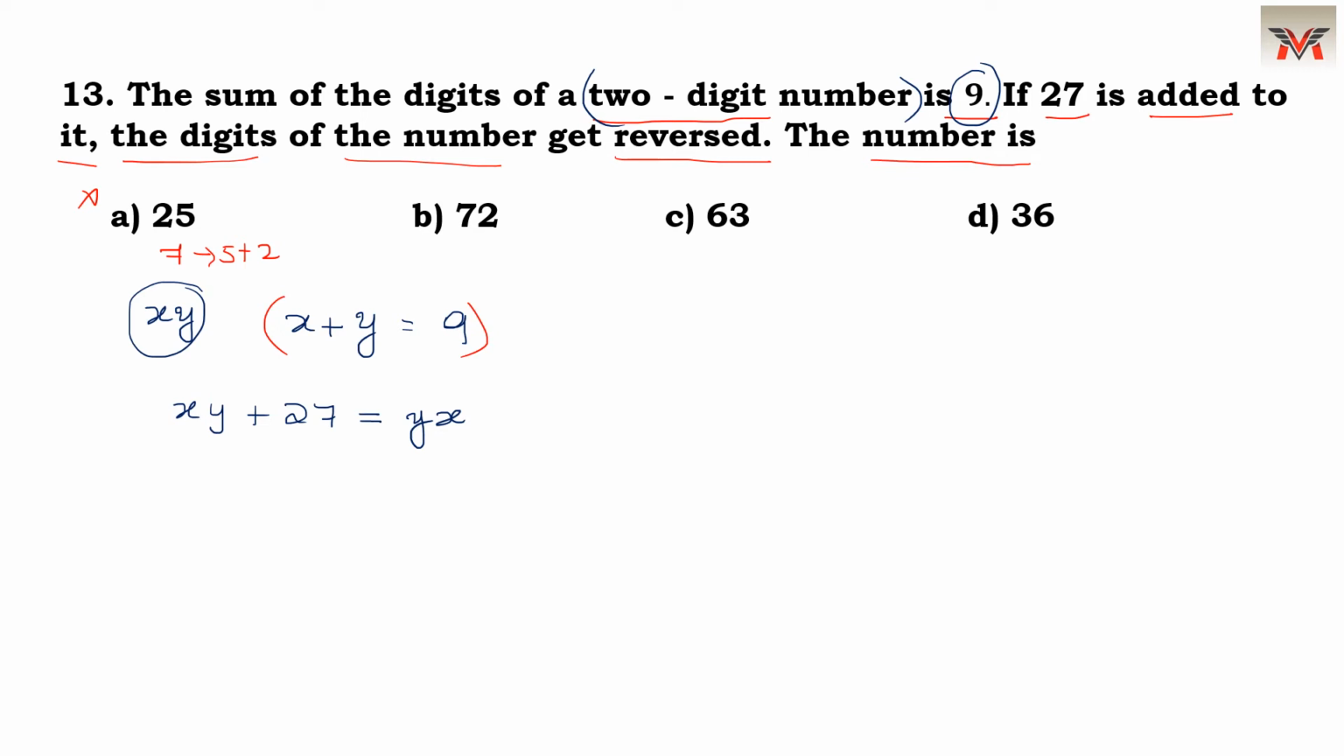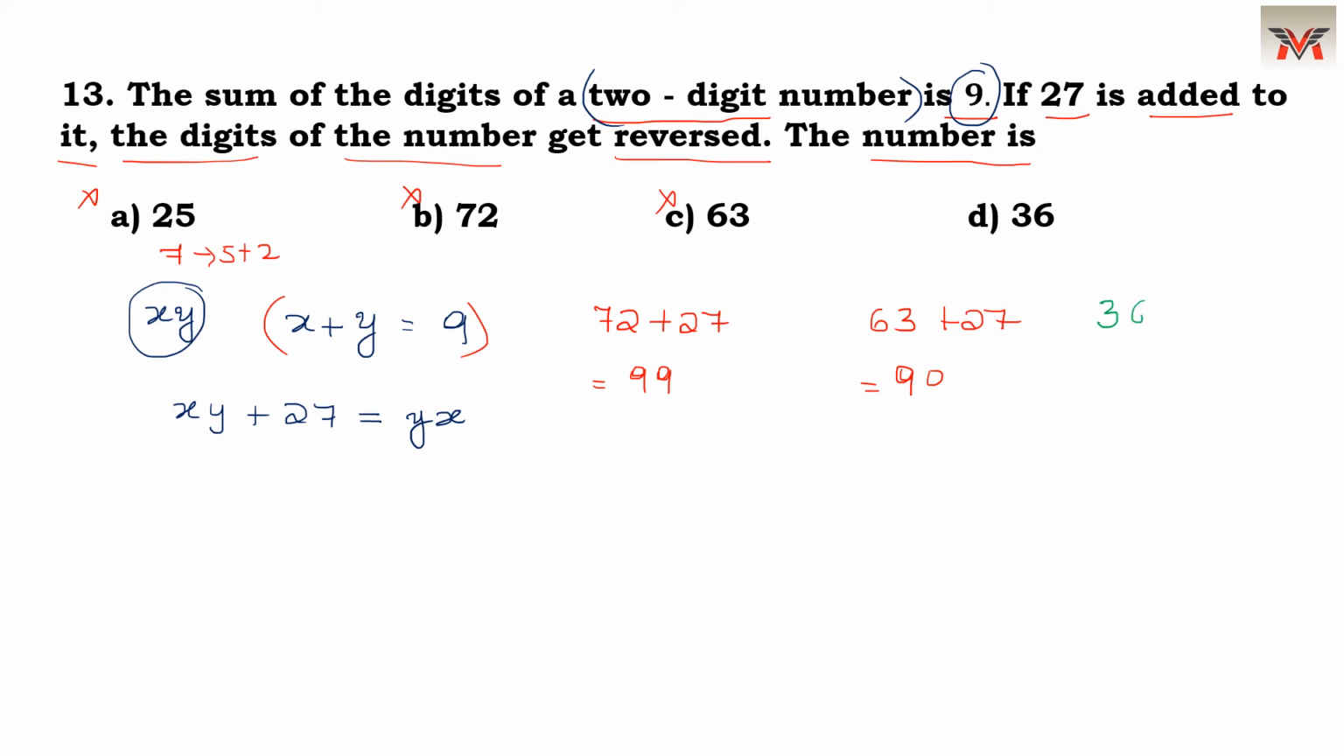If I take option B, we have 72. So 72 plus 27 gives me 99. Therefore, the digits are not getting interchanged. We can eliminate option B. Now go to 63, that is option C. 63 plus 27 gives me 90. Therefore, we can also eliminate option C. Absolutely, option D will be the correct answer. But let us just clarify it.